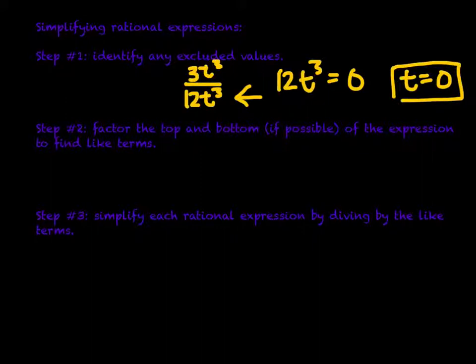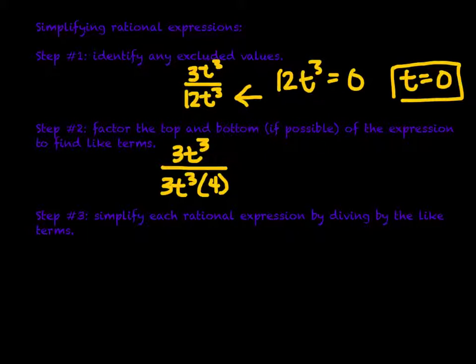and it'll be part of our final answer. After that, we need to factor the top and the bottom, if possible, of the expression to find like terms. So let's think. What are like terms within 3t to the third and 12t to the third? Well, we have 3t to the third in the top part, and we have 12t to the third. So we could probably take out a 3t to the third and multiply that by 4, and we get 12t to the third. So in all reality, that is our next step.